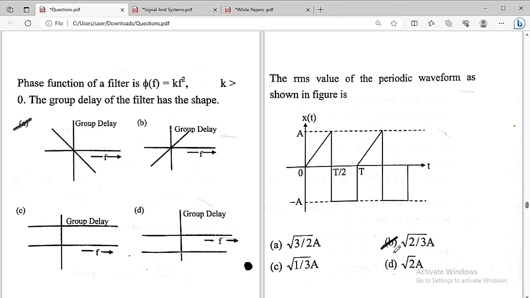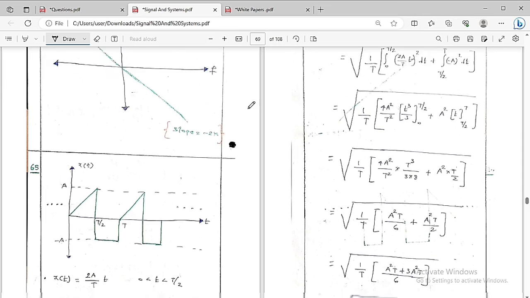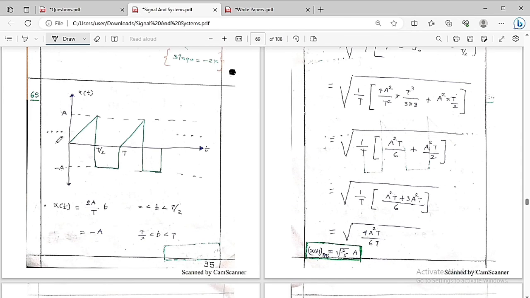Under 4 options, option B, square root of 2 by 3 into A, is the correct solution of this question. Which is equal to under root of 2 by 3, and A is outside. So this is the correct solution of this question. Let's solve this numerical. This is the signal x of t. Same graph I have drawn. You can see it is like a ramp signal from 0 to T by 2, and it has a peak value of A at T by 2. From T by 2 to T, it has a value of minus A. So after a period of time T, the same signal is going to get repeated.